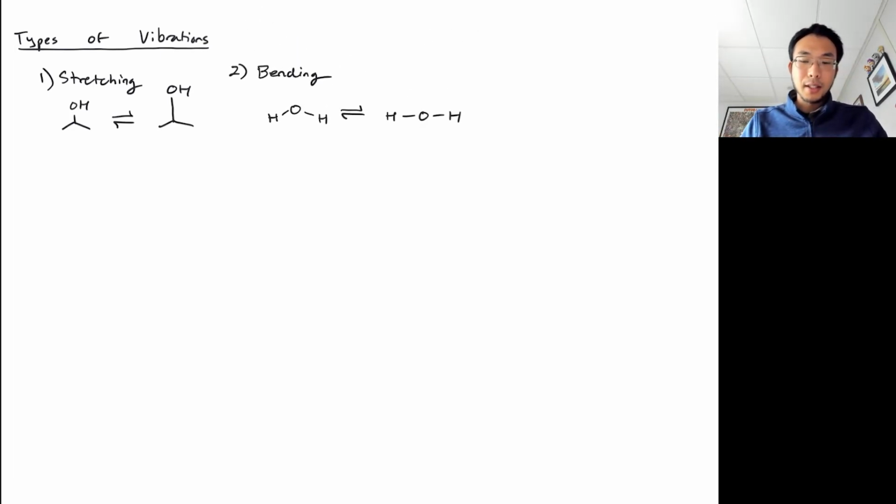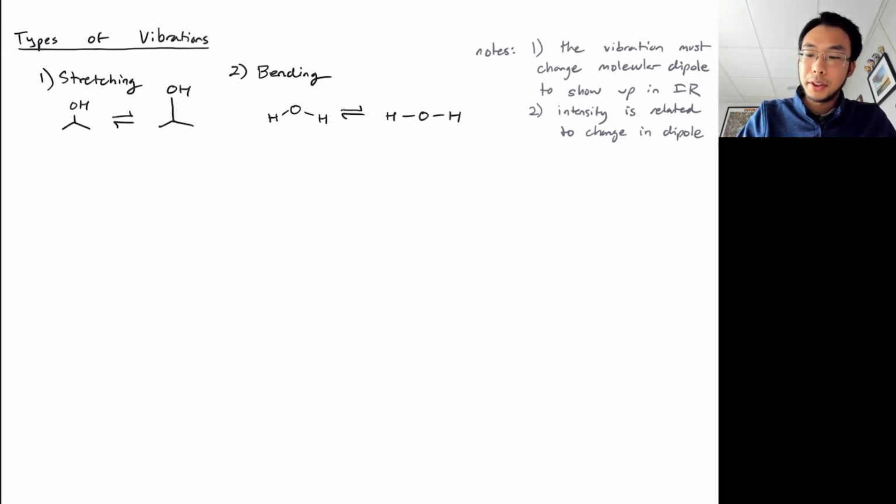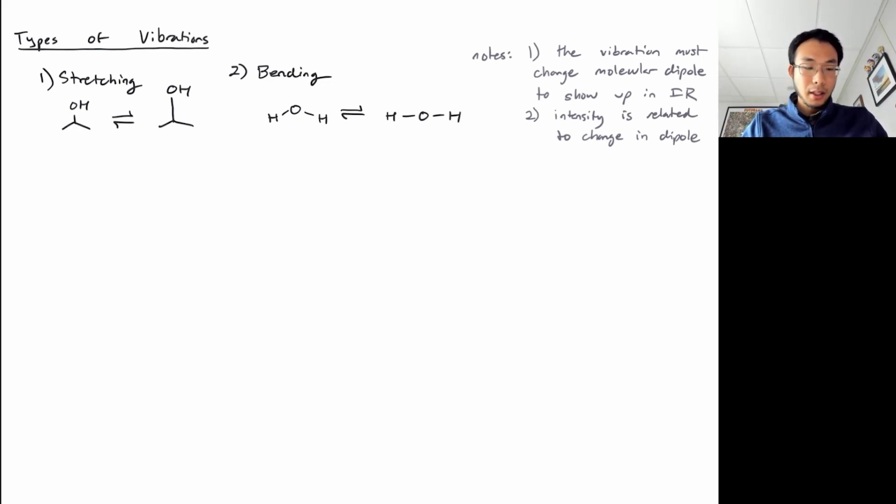Just to give you another idea of what this might look like, another version of vibration would be a bending process where when you have two bonds at an angle, they might change their angle slightly, and we call that bending. These are not the only types of vibrations that take place, but these are the more common ones that you'll see. There's two important comments to consider when it comes to these vibrations. One is that not every vibration will show up in IR spectroscopy.